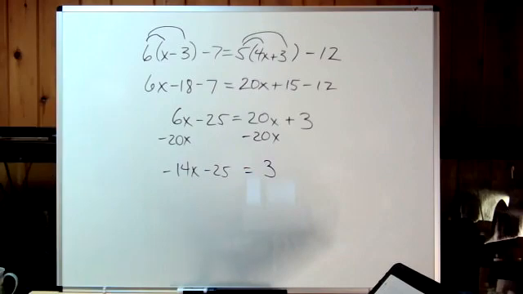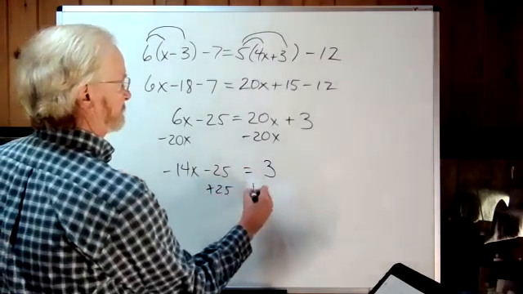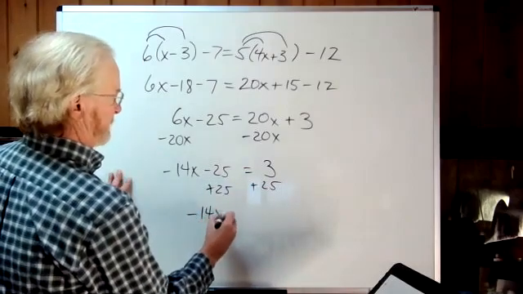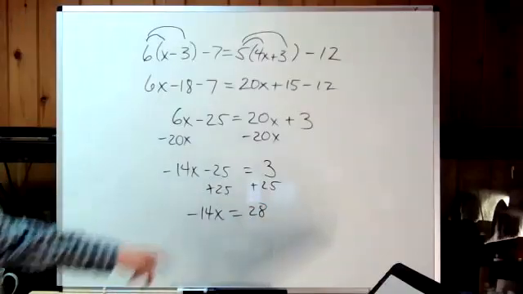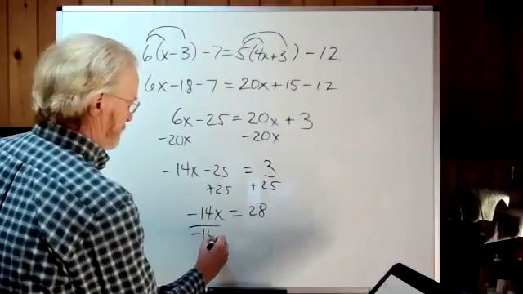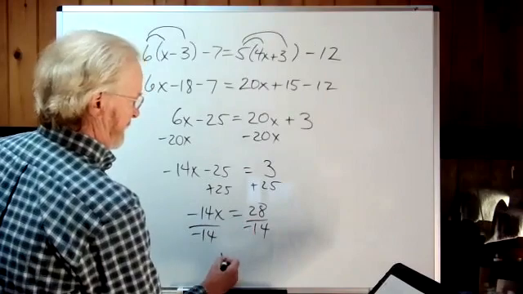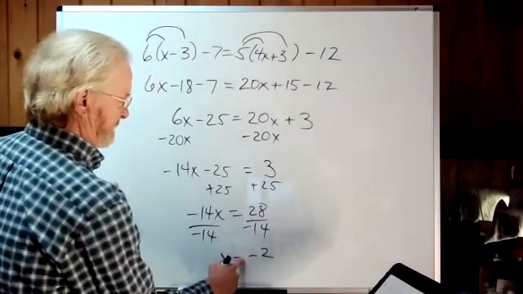Now I have to add 25 to both sides. Negative 14x equals 28. Just divide by negative 14. It doesn't cause any more trouble that it's a negative. And just don't lose that minus sign, right? Negative 2. Answer for that one.